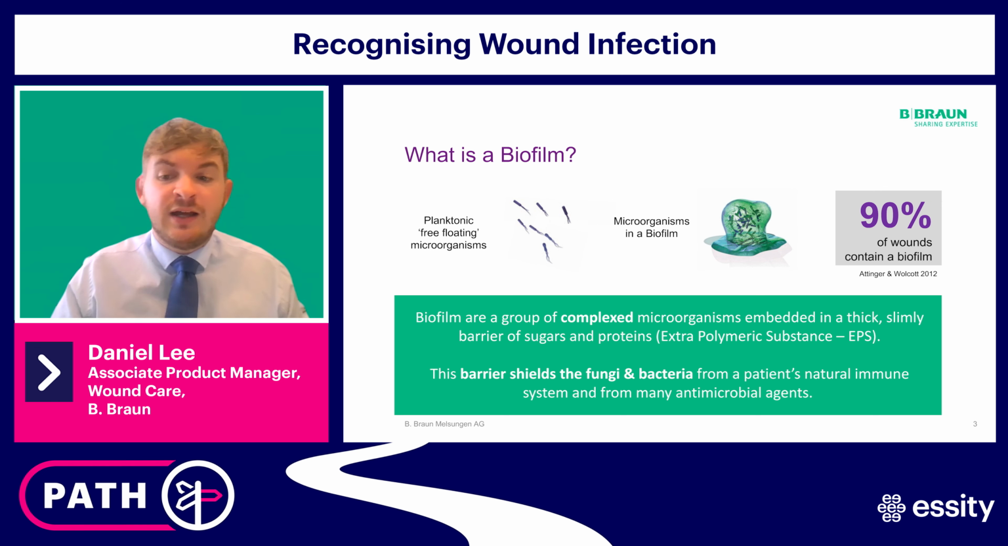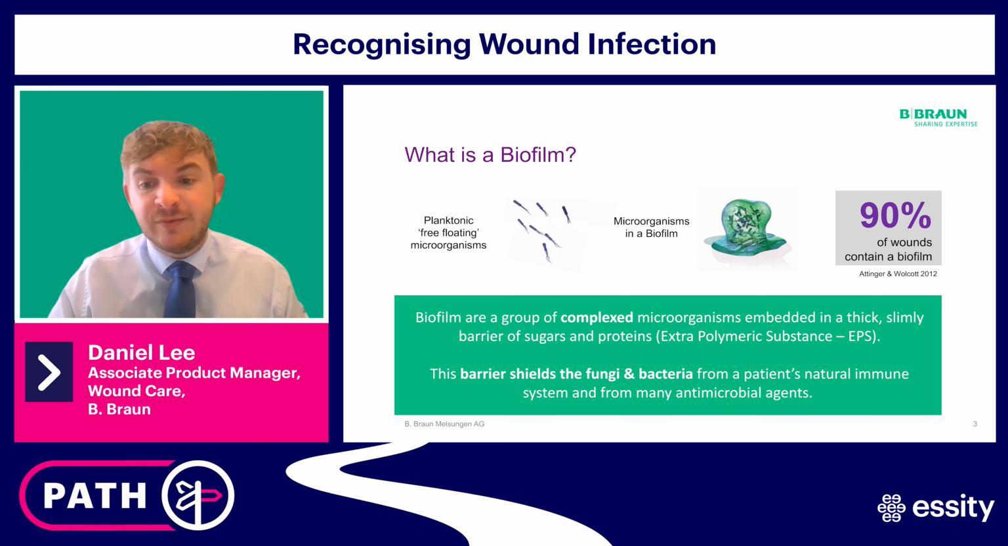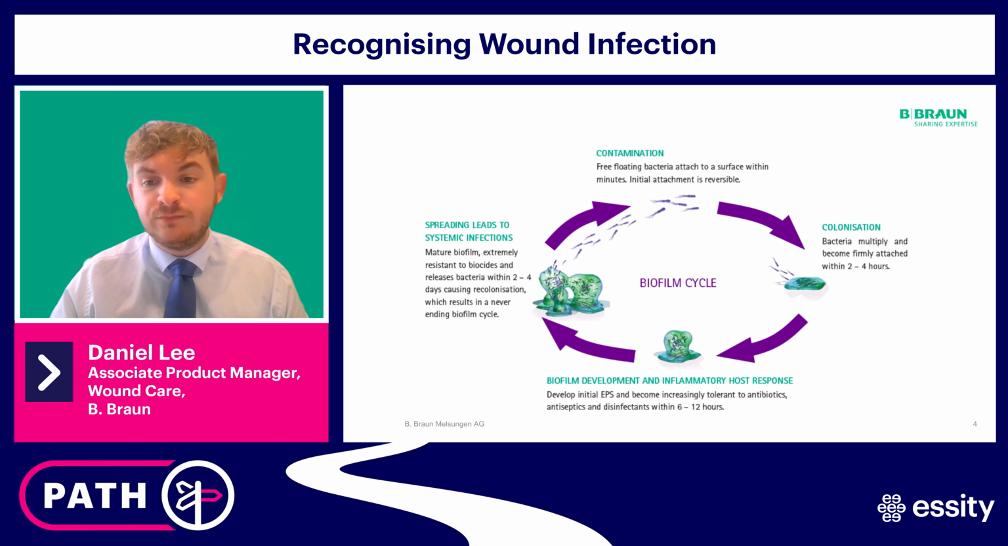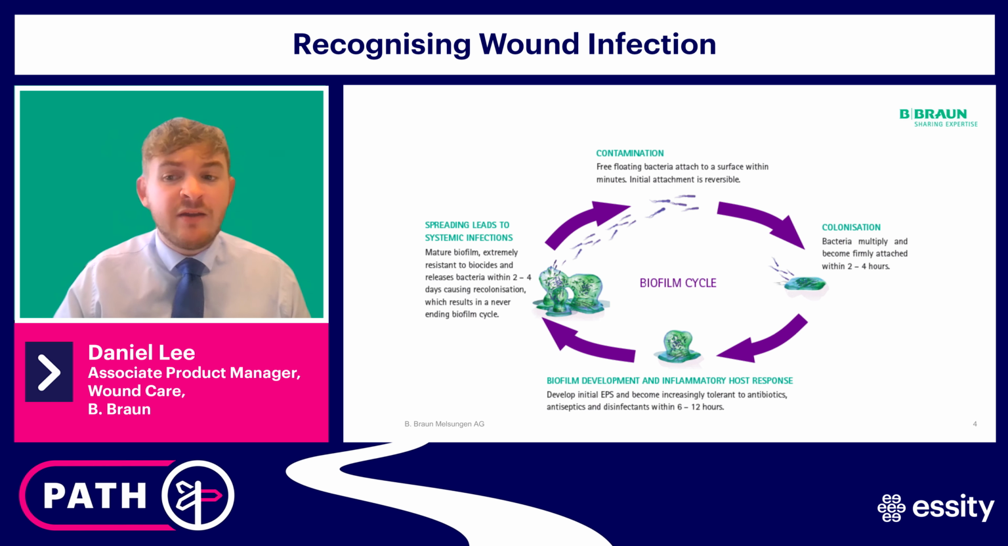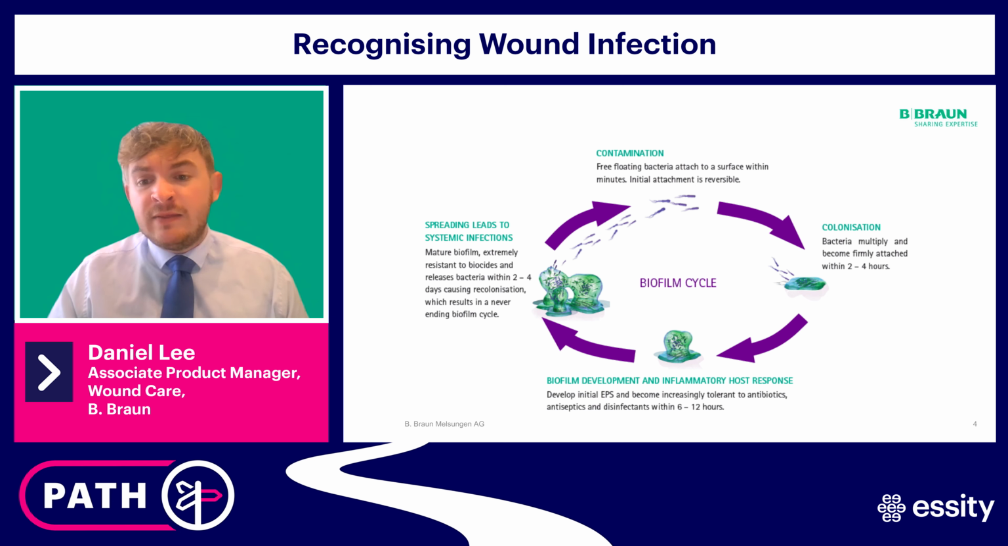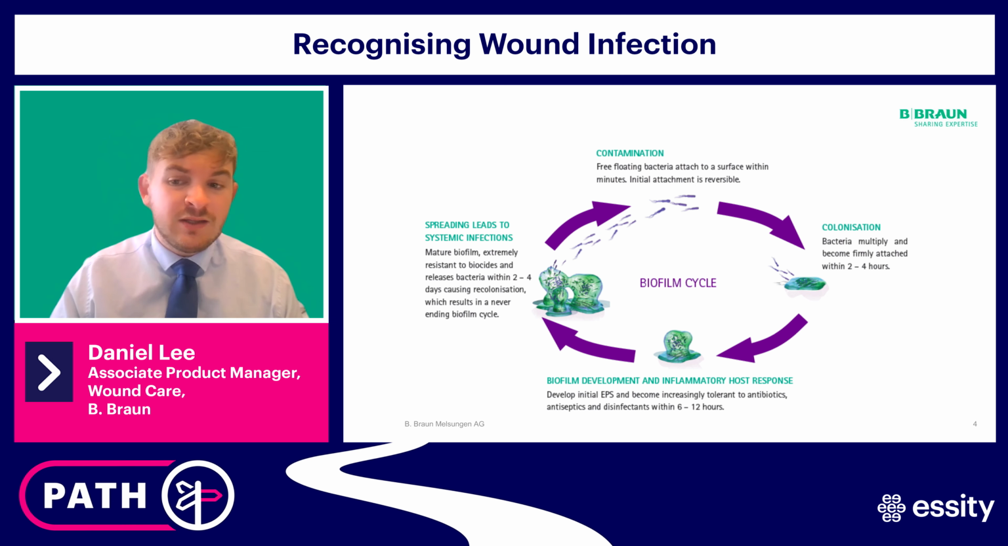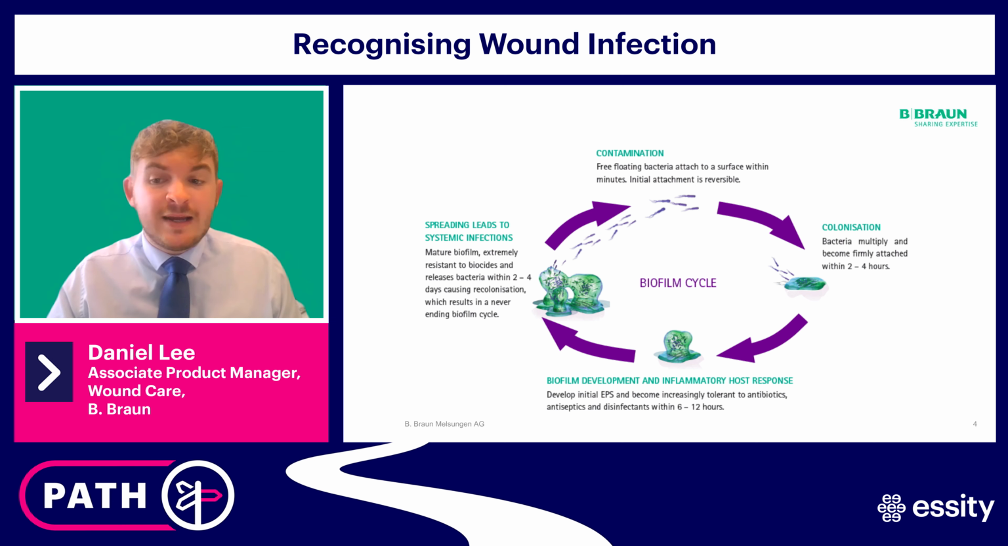For a really simple analogy of EPS in a biofilm, I always like to imagine that the bacteria put up a protective umbrella which shields them and allows them to continue growing and multiplying. Colonization of a biofilm can happen within 2 to 4 hours, and we start to see the inflammatory host response within just 6 hours. If we don't do anything to remove the bacteria and break down the EPS of a biofilm, they can quickly become a source of wound infection.